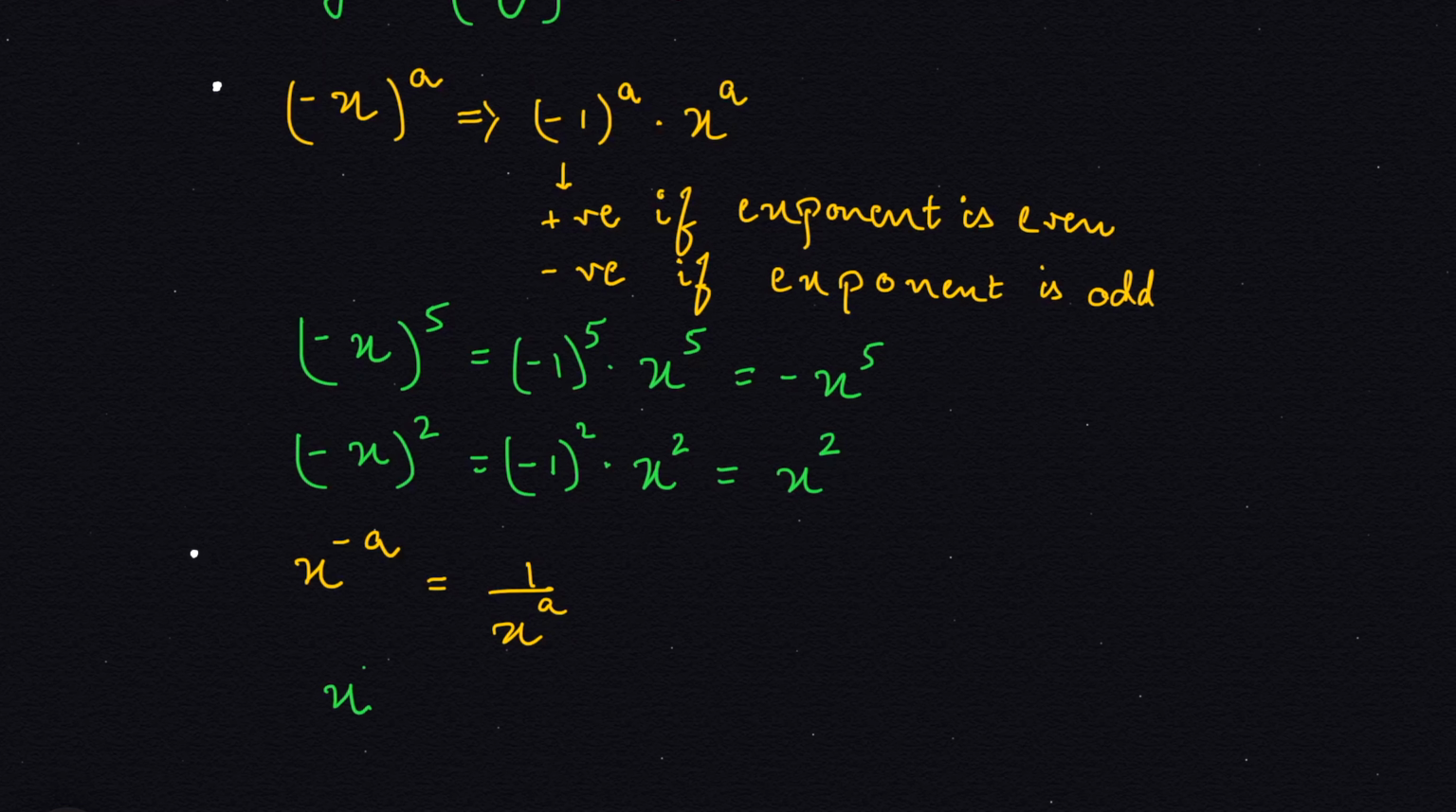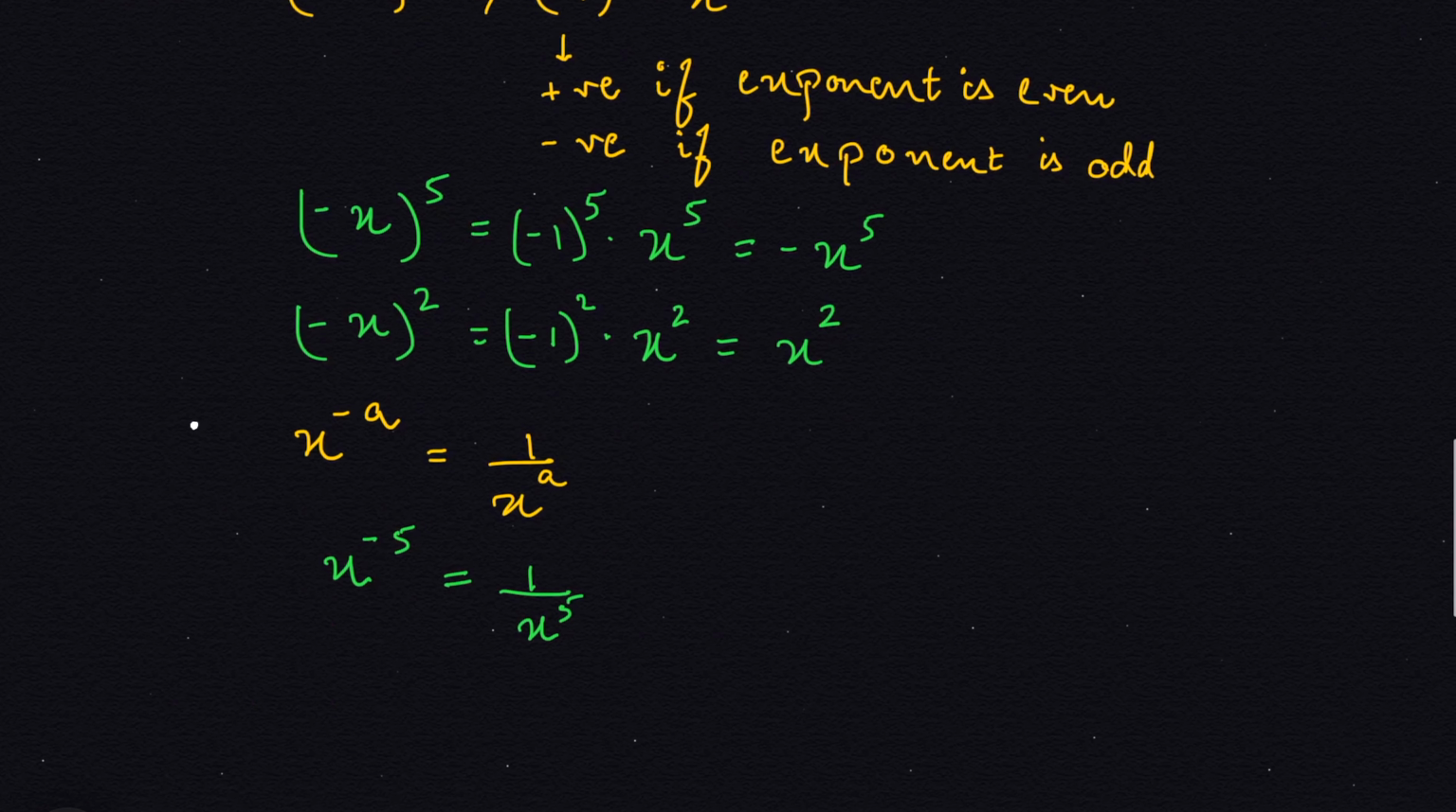x raised to the power negative 5. If I want to make the power positive, I can write it as 1 over x raised to the power 5. Let's take another example for the same. 1 over x raised to the power negative 2. So as to make the power positive, I can write it as x raised to the power 2. That is it for exponents.